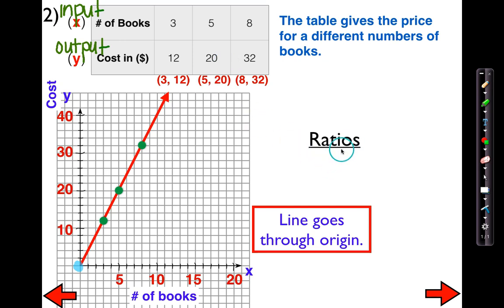So ratios are always going to be output over input. So for the very first one, we're going to have 12 over 3, which is 4. Then we're going to check the second one, which is output of 20, input of 5. So 20 over 5 is also 4. So far so good. The ratios are equivalent. And last but not least, the output is 32 and the input is 8, which also gives us 4. So this is a further proof. Since the ratios are equivalent, I know for sure that the information here is a proportional relationship.